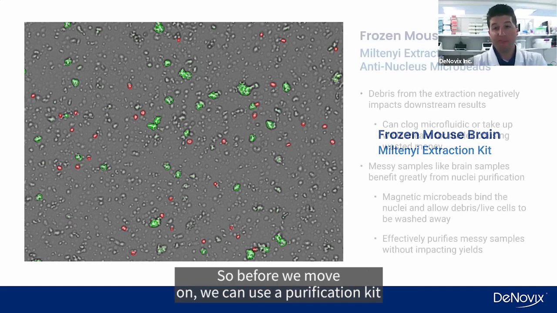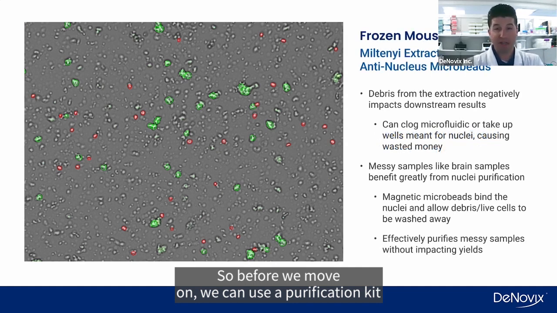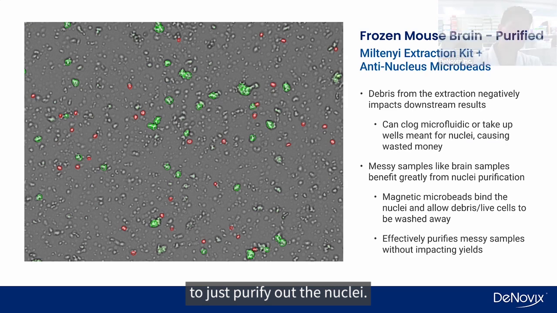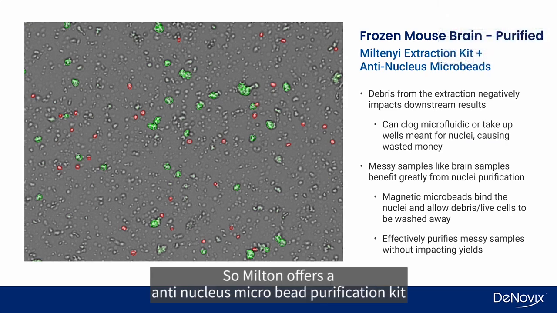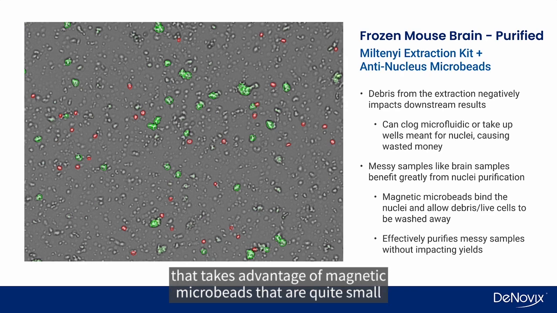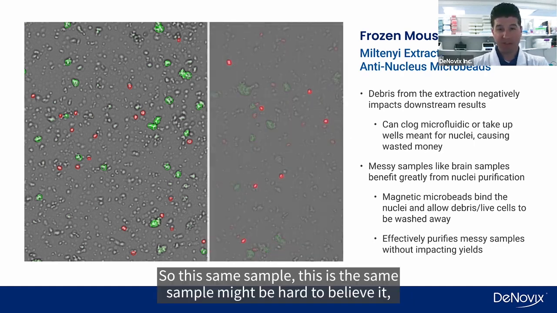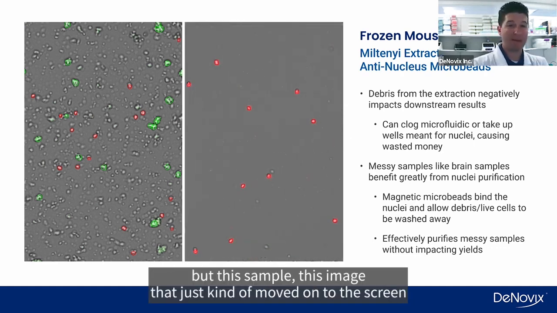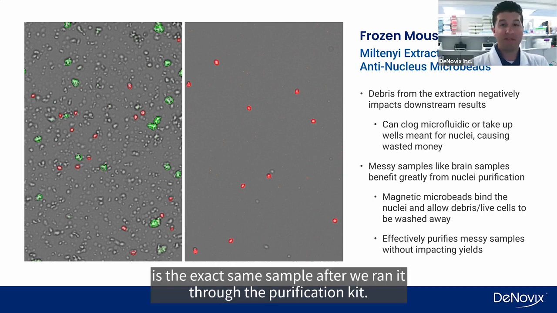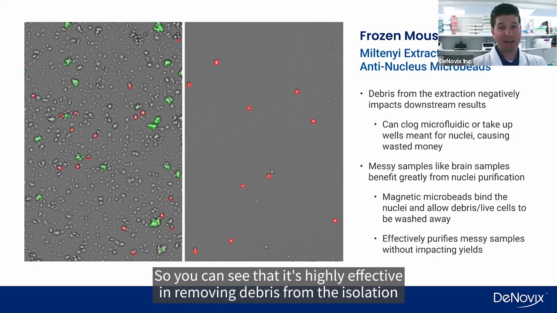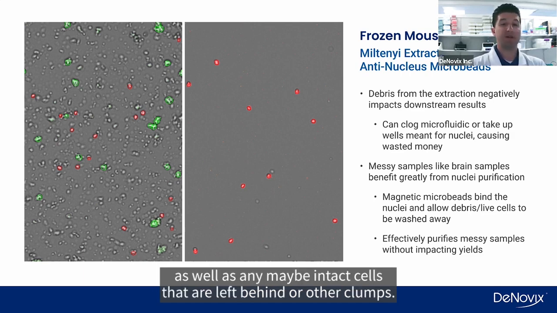So before we move on, we can use a purification kit to just purify out the nuclei. Miltenyi offers an anti-nucleus microbead purification kit that takes advantage of magnetic microbeads that are quite small and allows you to essentially wash away all your intact cells and debris. This is the same sample. It might be hard to believe it, but this image that just moved onto the screen is the exact same sample after we ran it through the purification kit. You can see that it's highly effective in removing debris from the isolation, as well as any intact cells that were left behind or other clumps.